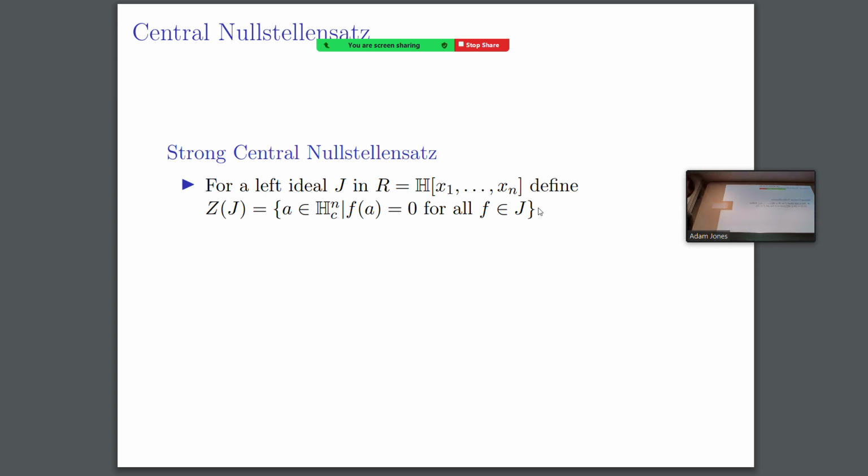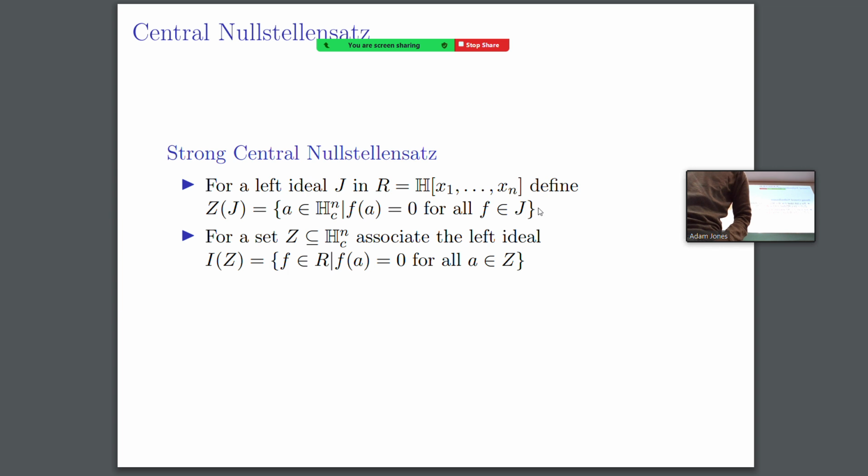So let's take a left ideal J in this ring, and let's look at the set of points Z(J), the set of common zeros of all polynomials in this ideal. And conversely, given a set of points in the central affine space, we can look at the left ideal of polynomials vanishing at these points. And of course, you can ask, what is I(Z(J))? What happens if you try to go back and forth between algebra and geometry?